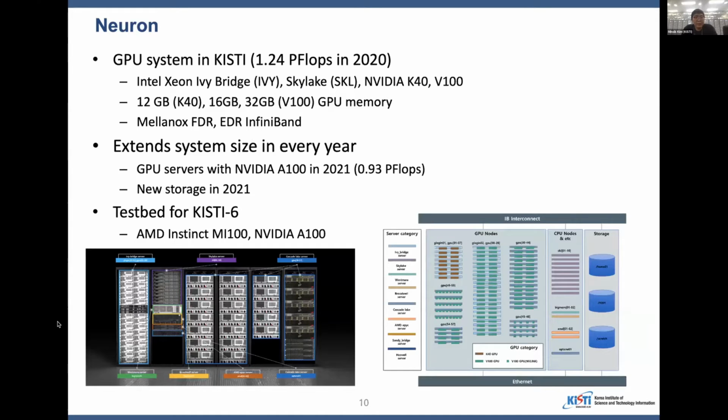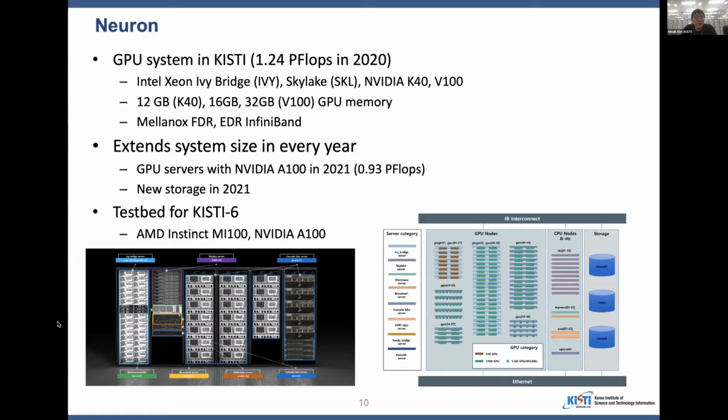And also, we have another system, a GPU system at KISTI, and it was introduced to analyze the possibility of GPUs, especially for KISTI-5. And after KISTI-5 was confirmed as a KNL-based system, we used this system to support AI researchers and future GPU possibilities in HPC.